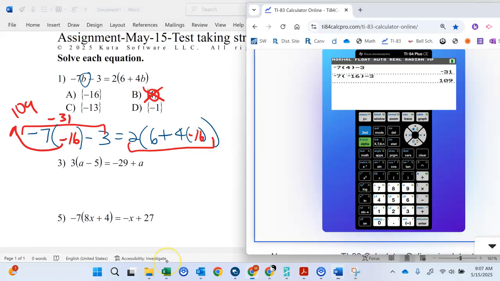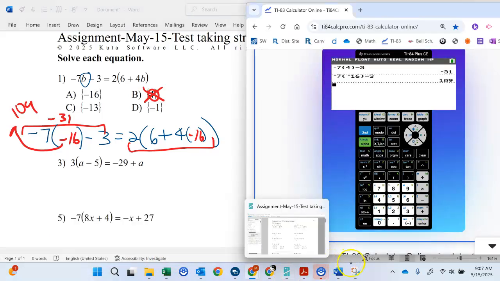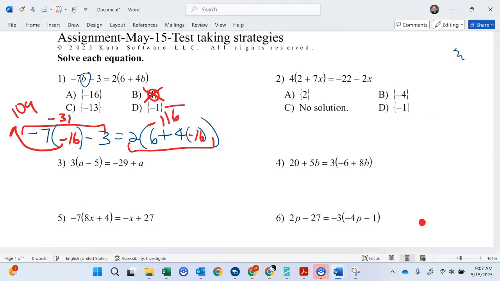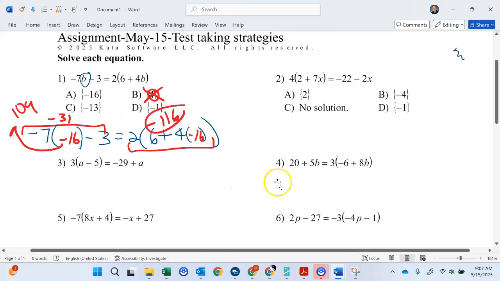And then let me try the other one. Then I go to enter it in just like I see it. 2 parenthesis 6 plus 4 parenthesis again -16 parenthesis, and then parenthesis again, right? There's 2 parentheses, enter, and that's -116, okay? So that doesn't work either. So, okay, I eliminate it.